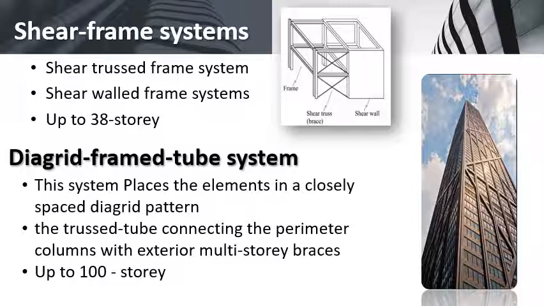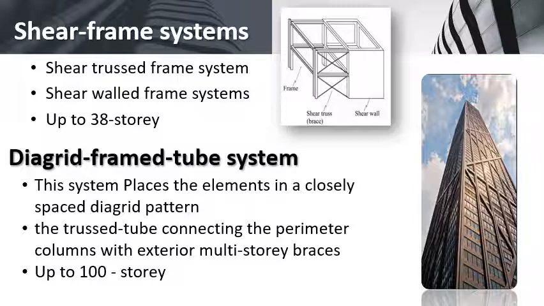This interactive system is called the shear frame system, which is composed of two main items: the shear truss frame system and the shear wall frame system. The shear frame system can be used up to 38 stories. The jagged frame system is more effective against lateral load than the framed tube system. In the jagged frame tube system, they meet the axial compressive and tensile strengths of the diagonal braces.